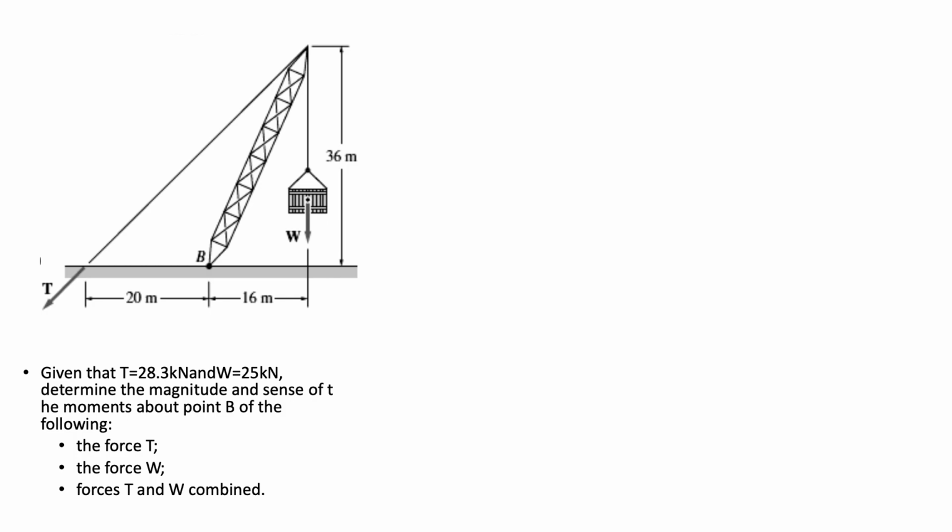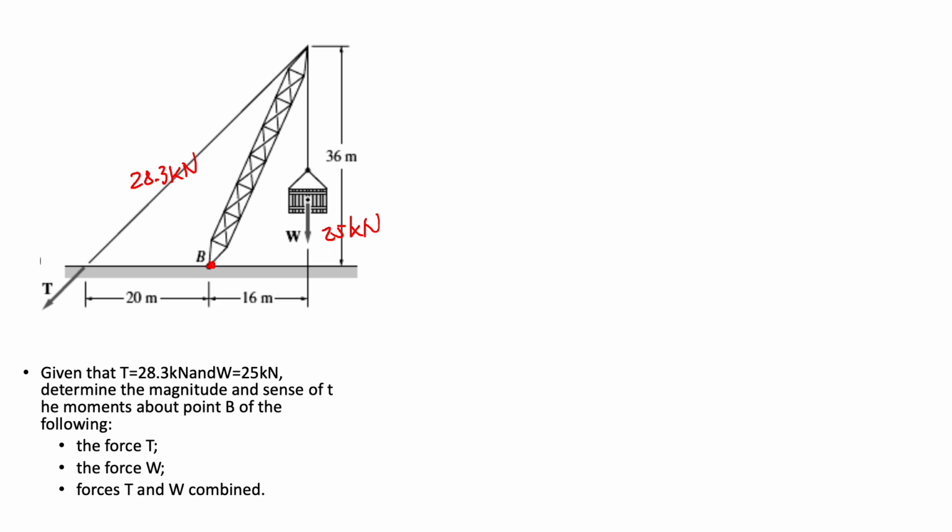Now in this example, given that T is equal to 28.3 kilonewtons, and W is equal to 25 kilonewtons. Determine the magnitude and sense of the moments about the point B of the following forces. So you will get the moment caused by force T, force W, and the combined forces.